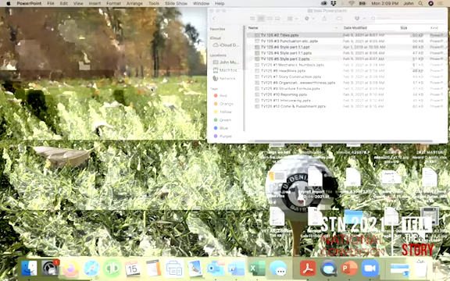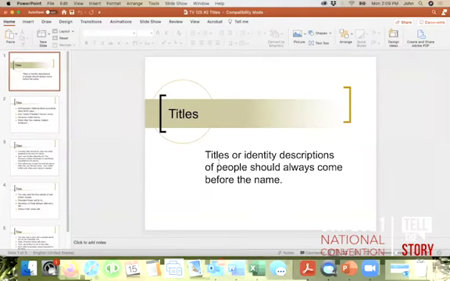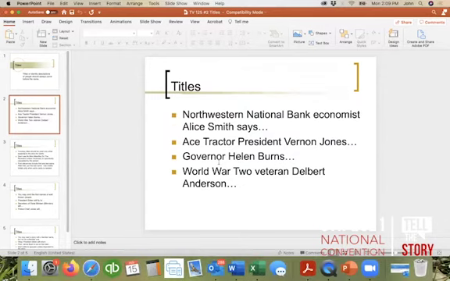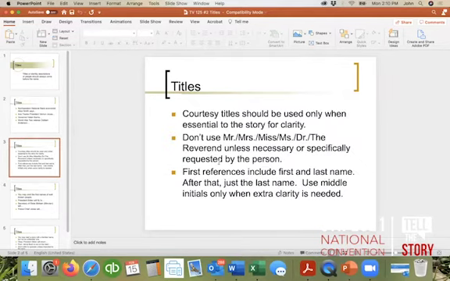So we have names and titles. Titles help identify people. Normally when we're talking about officials, we say their title before their name because we need to know who they are, or why they're important, before their name. So: Northwestern National Bank economist Alice Smith says, Ace Tractor president Vernon Jones, Governor Helen Burns, World War II veteran Delbert Anderson, etc. And that's only in the first reference. You don't have to do that every time you reference them, but for the most part, the first time you're referencing them.